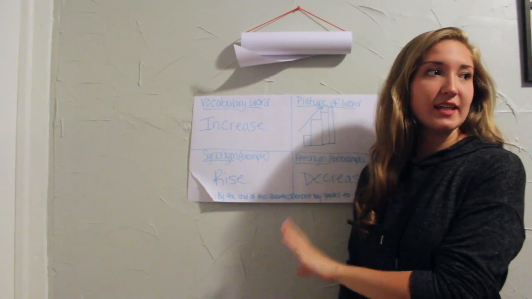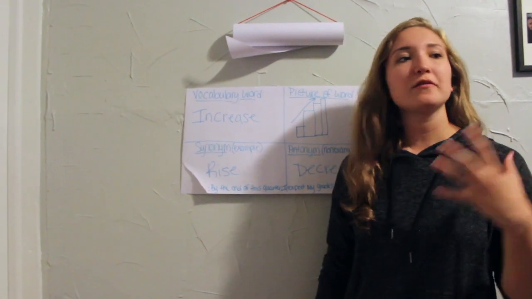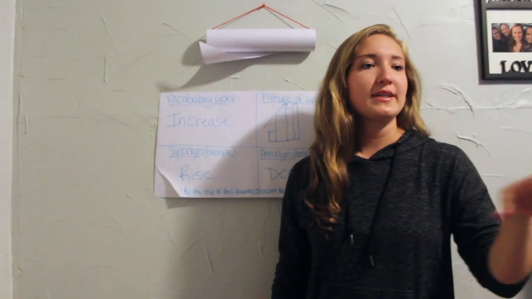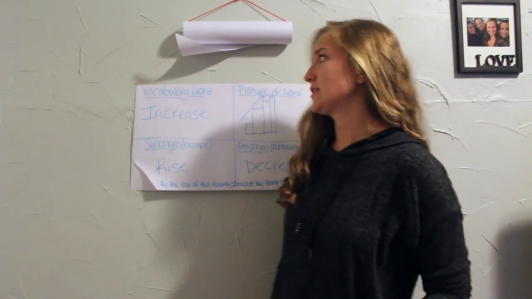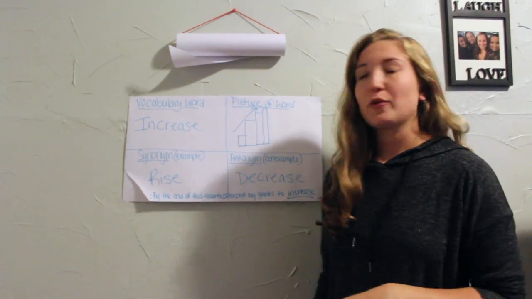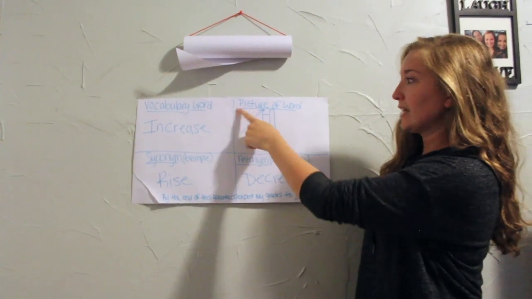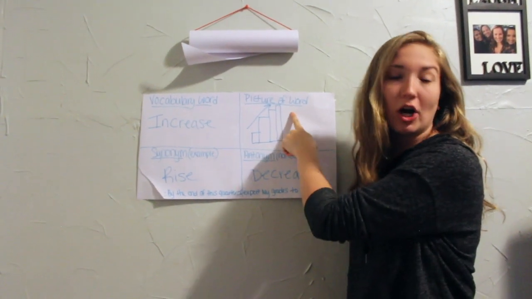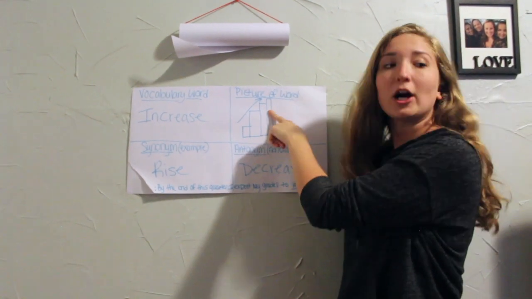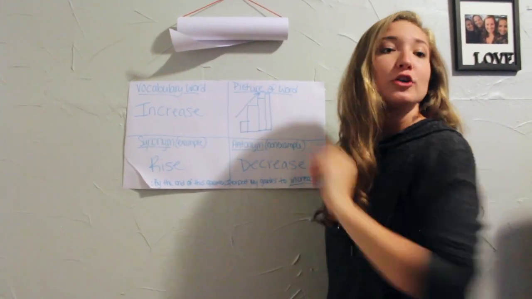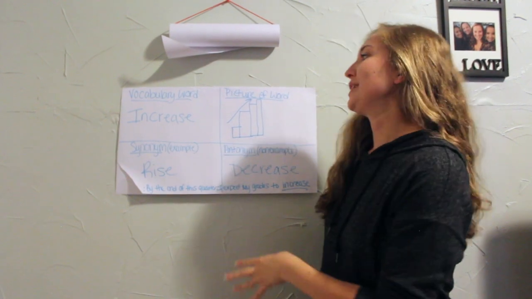Alright, so here's the example on the board, a replica of what you are going to have in front of you on your charts. Let me go through it step by step with you. We have our word, increase, that is our vocabulary word. Next, you're going to draw a picture of the word. So here I drew a little bar graph with an arrow going up, showing that there is an increase.